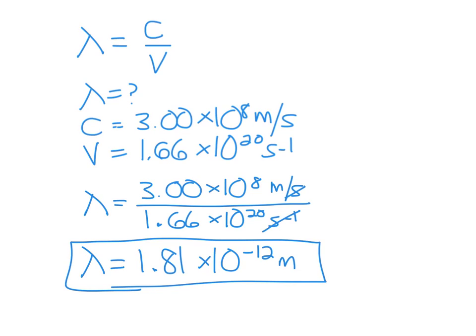And my third answer, they said, what kind of waves are these? So go ahead and pull out an electromagnetic spectrum sheet from class or from the book, and then you can find this value on the electromagnetic spectrum, and you will see that it matches up with the wavelength of a gamma ray. So that is the last part of the question.